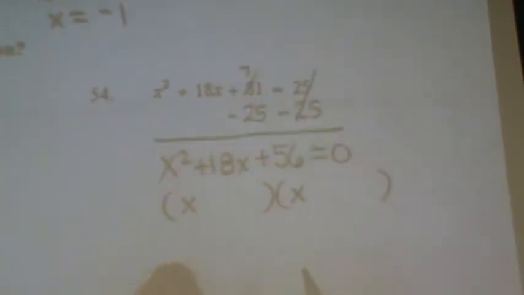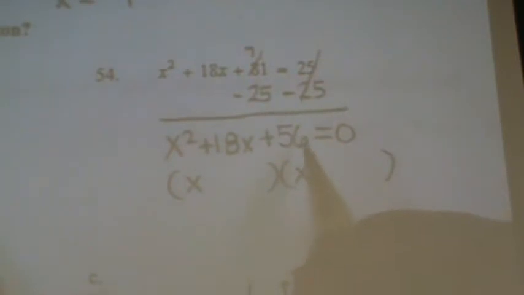Okay, so how do we do this the other way? Give me the factors of 56. 1 times 56, 8 times 7. How many times does 2 go into 56? 4 and 14. Yeah, it's 4 and 14. Is it 4 and 14?